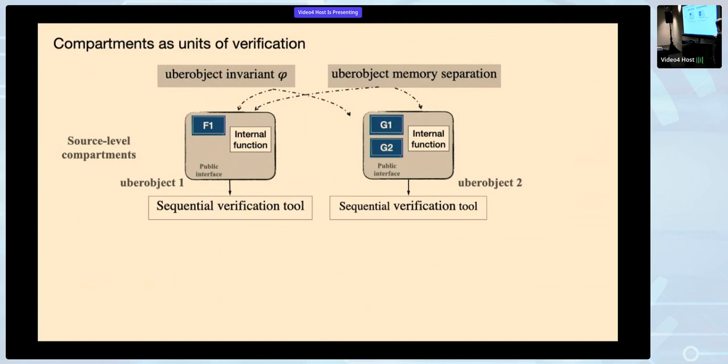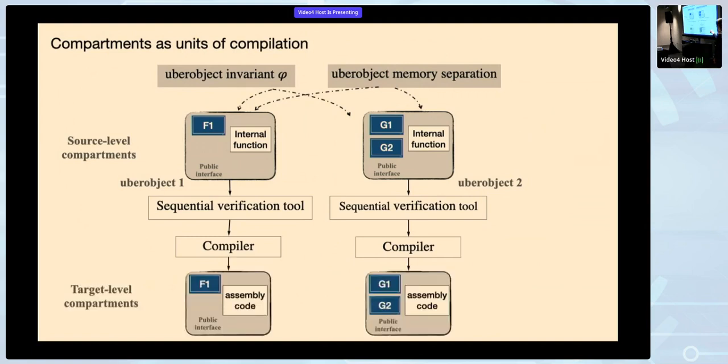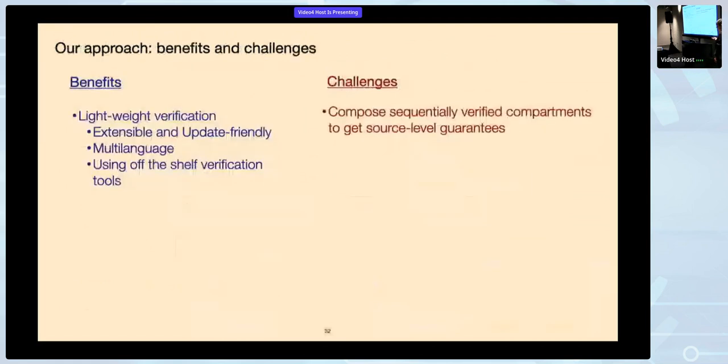And then when they are verified, now we compile these verified compartments down to the target level. So again, we compile them each. So we now get our target level compartments that are written in a target language, for example, assembly. And then we show that if we run them concurrently, a translation of the invariant that we were after also holds in any concurrent execution. So that is the main model that we have.